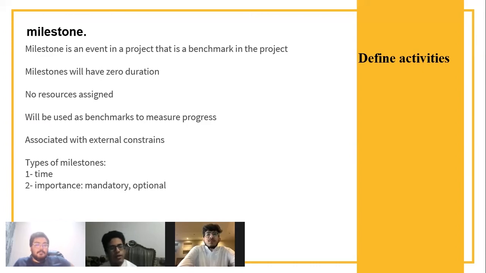Milestone. A milestone is an event in a project that is a benchmark in the project. A milestone will have a zero duration and no resources assigned. It will be used as a benchmark to measure progress. It's in the plan. There are main phases that are zero duration. If we get there, we know that we have done this and this and this. We have achieved this and this. It's like an organizer for the plan. Associated with external constraints, there are two types of milestones: time and importance, like mandatory and optional. Next.